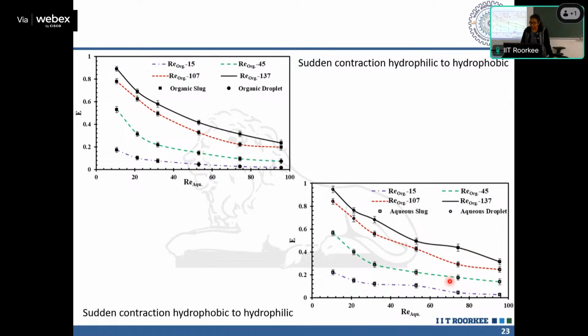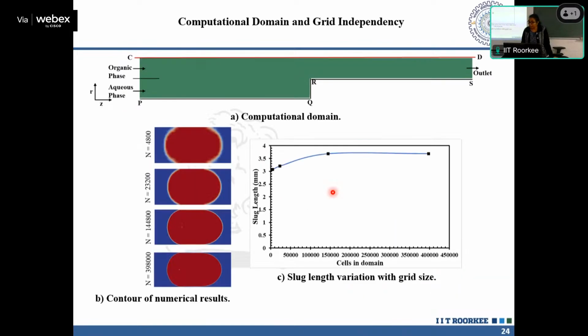So why is the efficiency higher from certain hydrophobic to certain hydrophilic? We get higher efficiency here also, but this is very high. Okay, so what could be the reason? Again, we tried numerical simulation to get the answer.